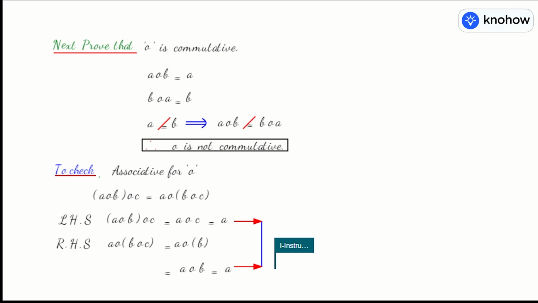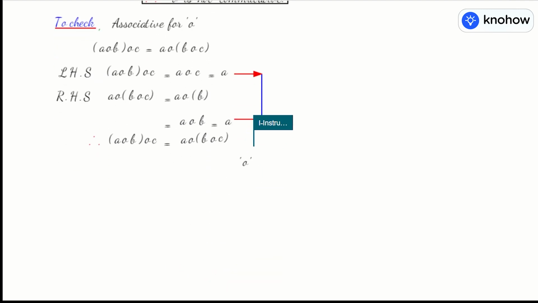So we can conclude that yes, (AOB)OC is the same as AO(BOC), or in other words the binary operation O is associative. Or shall I conclude that the binary operation O is not commutative but associative? That is the second part.